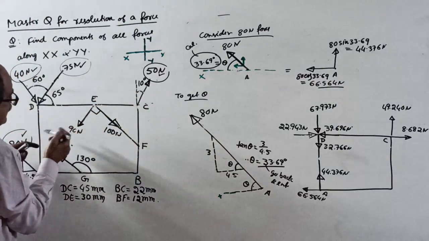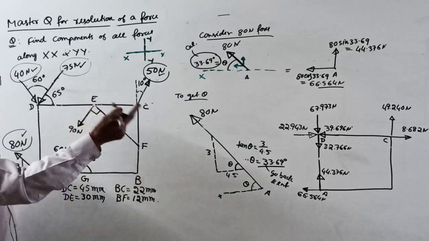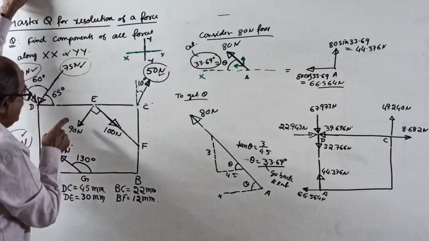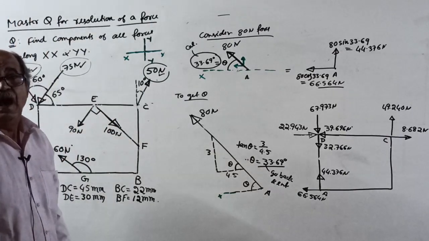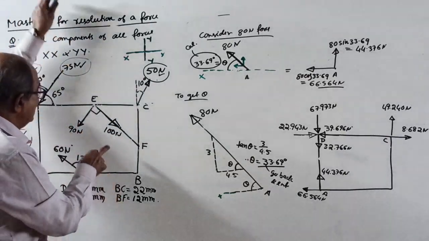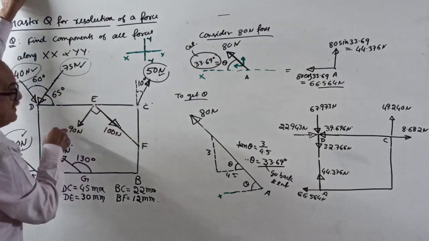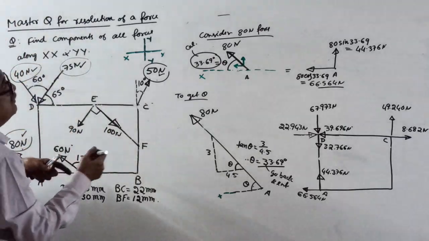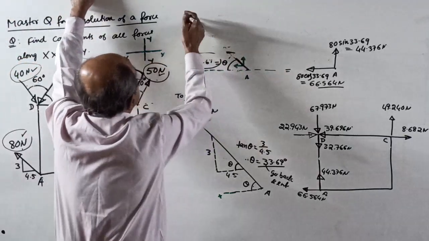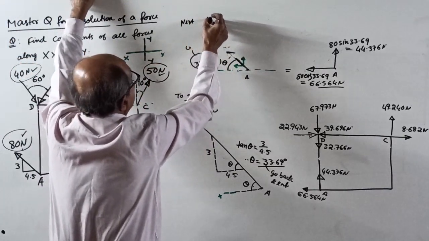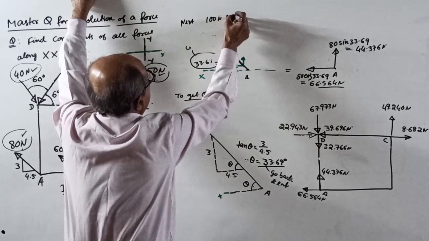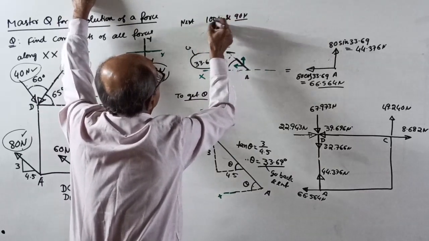But it is told 90 is depending on 100. See, they told 90 is perpendicular to 100. So make a note, unless you first get the angle for 100, you cannot get the angle for 90. Therefore, make a note here. Next, 100 Newton and 90 Newton, right here.